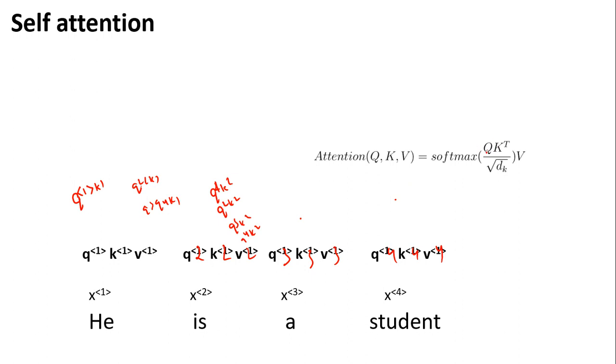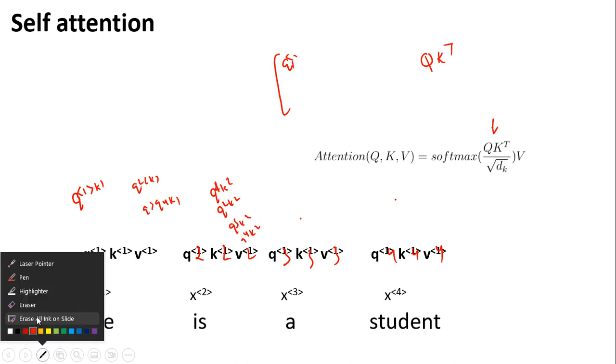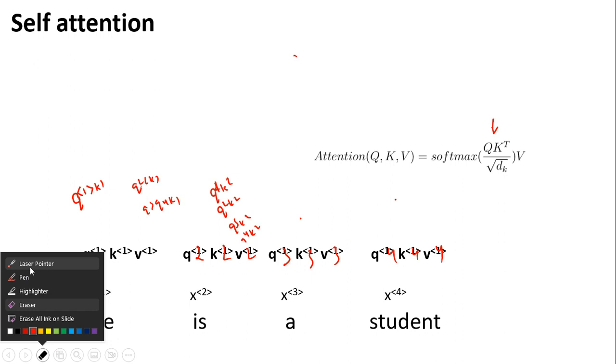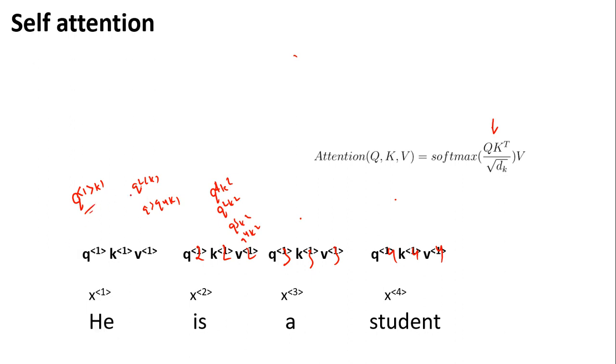So in the form of a matrix, they represent it this way. We are multiplying the Q matrix with the transpose of K. Q matrix will be Q1. Okay, let me erase this. Let me explain it later. Okay, let me take my pen. So we are multiplying Q1 K1, Q2 K1, Q3 K1, and Q4 K1.